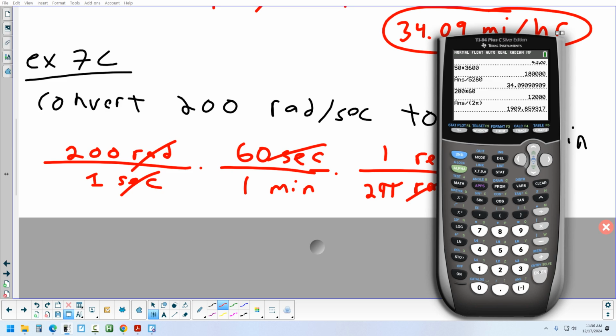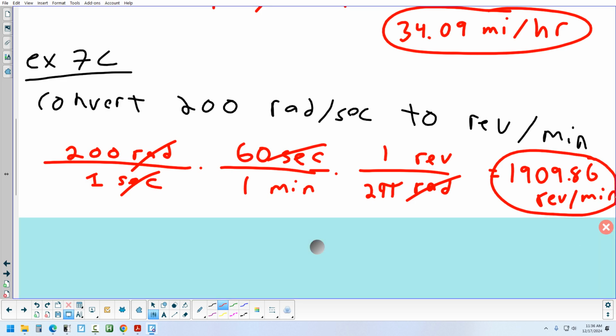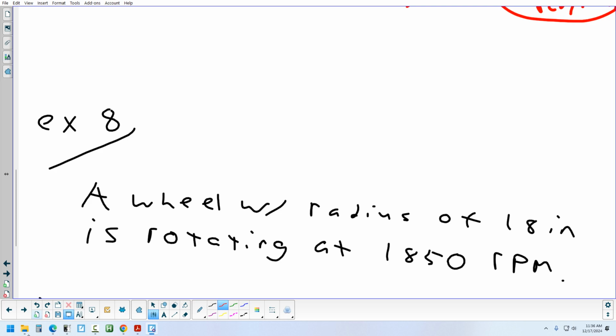That's 1,909.86. 1,909.86 revolutions per minute. That is when you might see RPM as the label. Okay. Any question on that one? All right. So, last one.